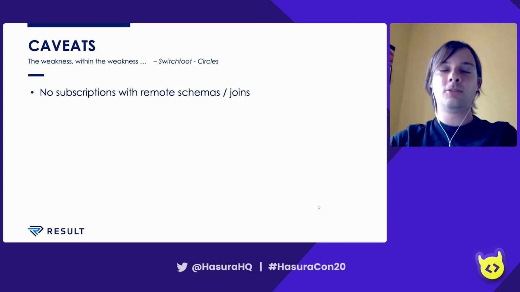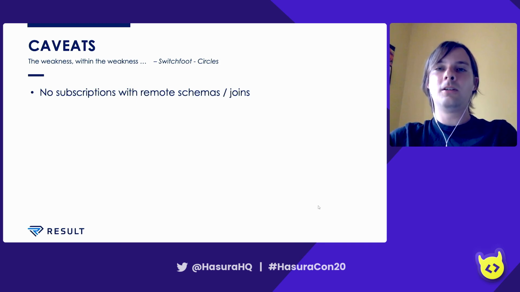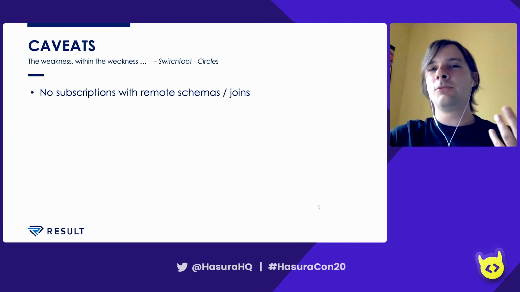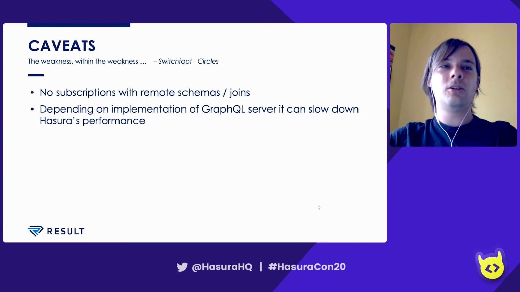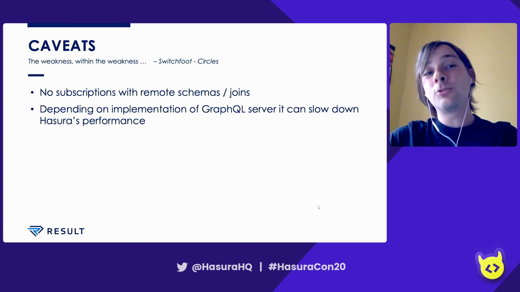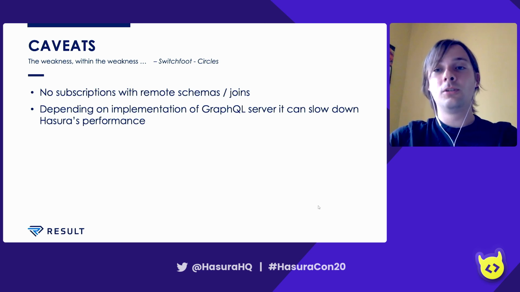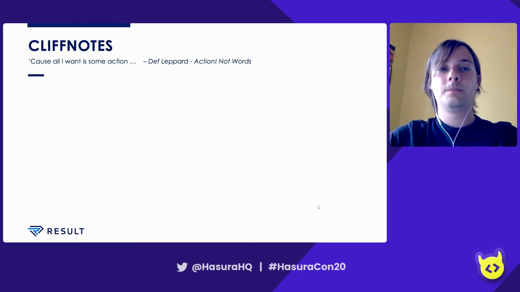So you can expect that there are some weaknesses. For now, we don't have any subscriptions with remote schemas. But if you think about it, we don't actually need them because users aren't live data anyway. Their emails, their names, they won't be changing a lot of the time. And also, depending on our implementation of the GraphQL server, it can slow down Hasura's performance. So you need to take care of that on your end.